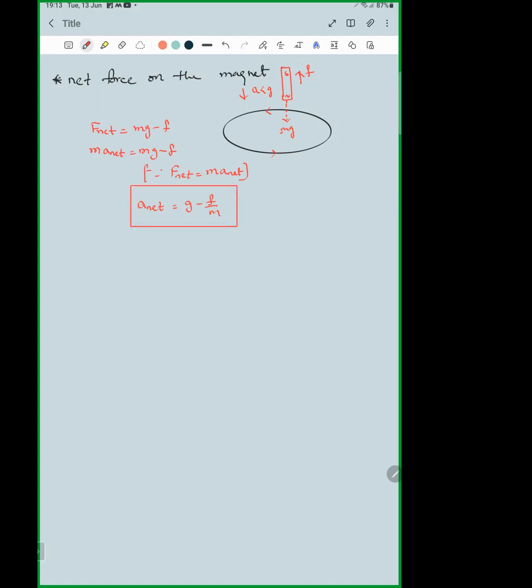So what happens to the acceleration of the magnet? It will decrease.